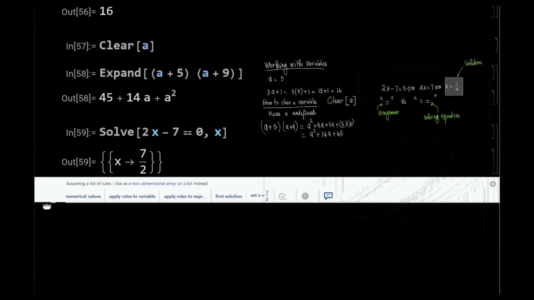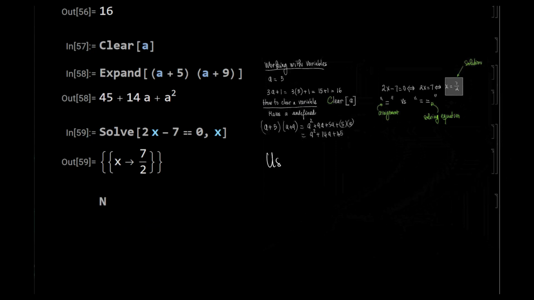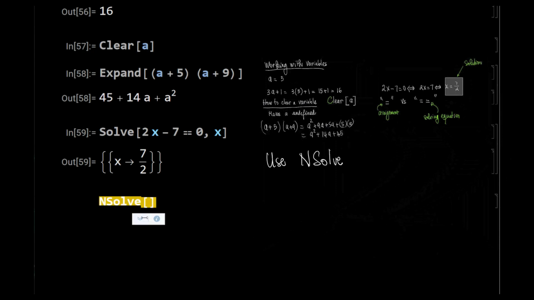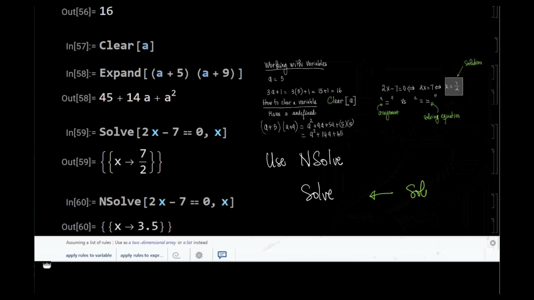Now let's suppose that what you are interested in is a numerical approximation for the solution of the equation 2x minus 7 is equal to 0. How do you do that? So instead of using Solve, I use capital N, capital S, o-l-v-e, which is NSolve, numerical solve. 2x minus 7 double equals 0, and then x, and then you click Shift and Enter, and you get that x is equal to 3.5.